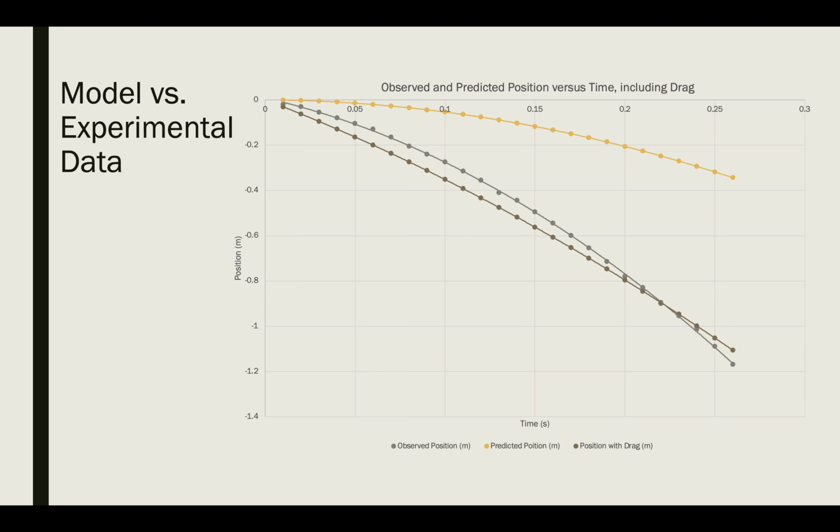The observed position is the pink line. The predicted position without drag is the purple line, and the blue line is the data with drag. As you can see, when you take drag into account, the final positions are far more accurate, and the general trajectory is far more accurate compared to the predicted position without inputting drag as a factor.